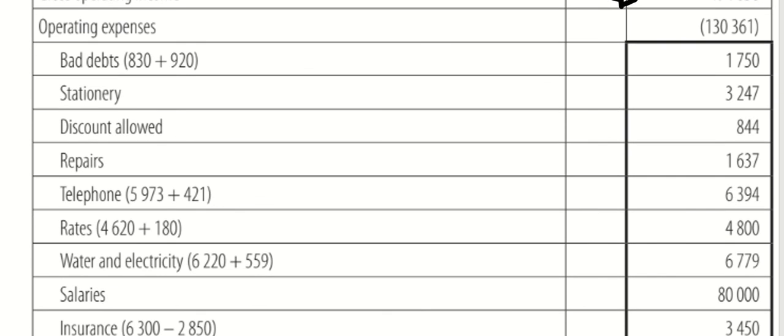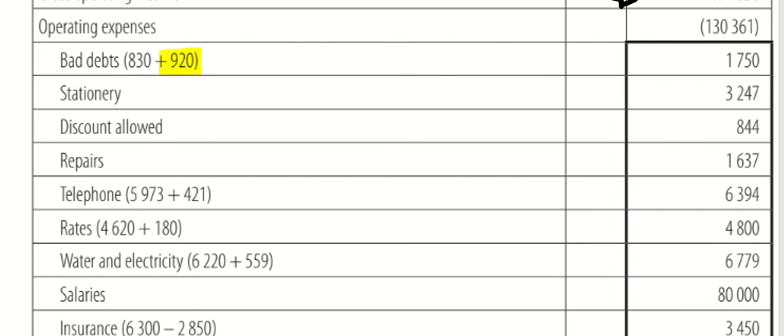Ons kom by die uitgawes, daar is oninbare skulde wat nog moet bykom, dis nota nommer 2 het hulle daar gesê, the debtor was written off as irrecoverable, so we had to add that amount at bad debt, so dis waar daai R920 vandaan kom.